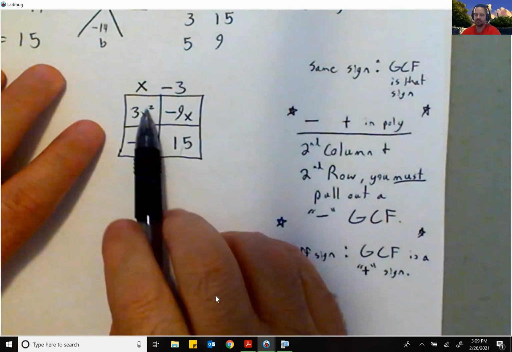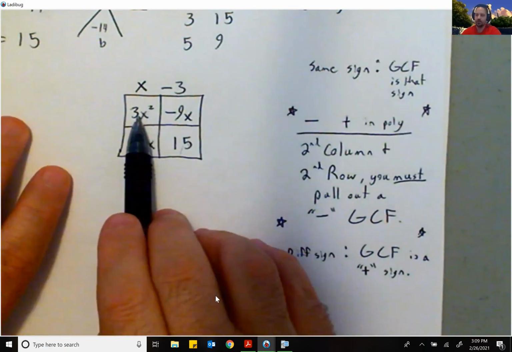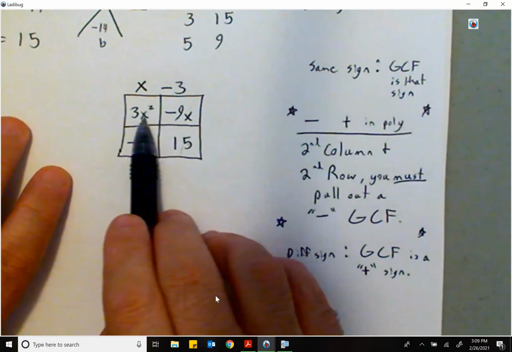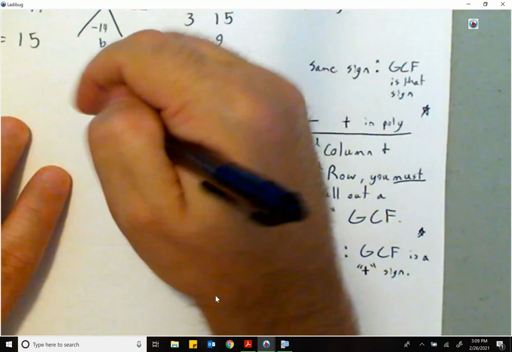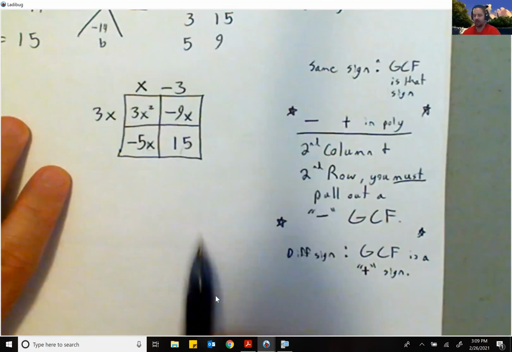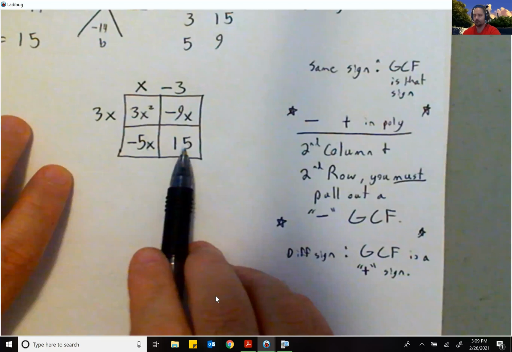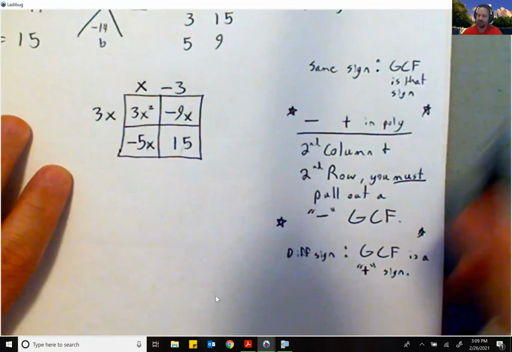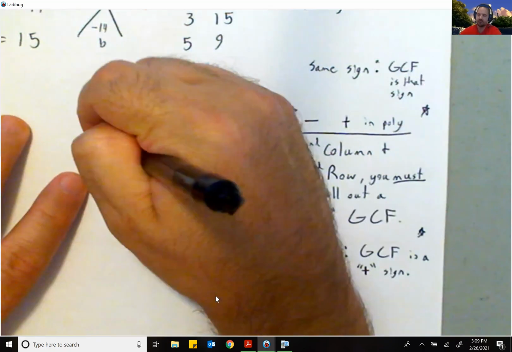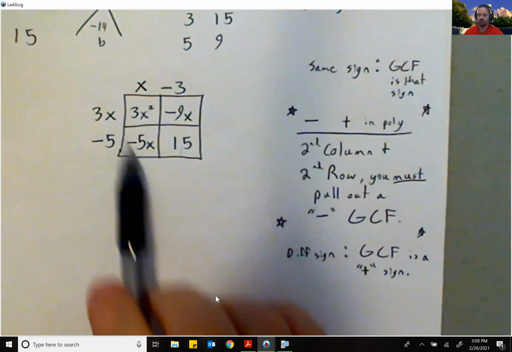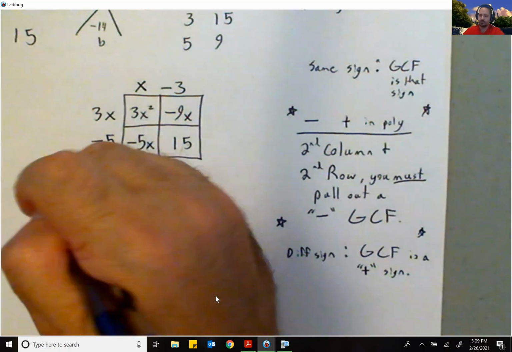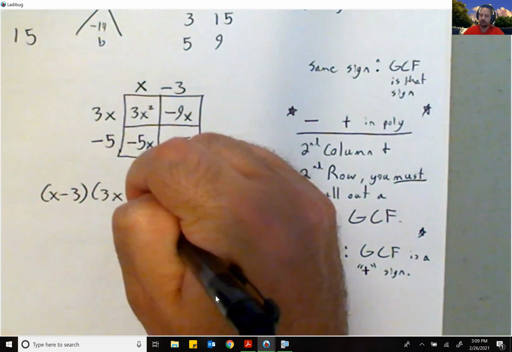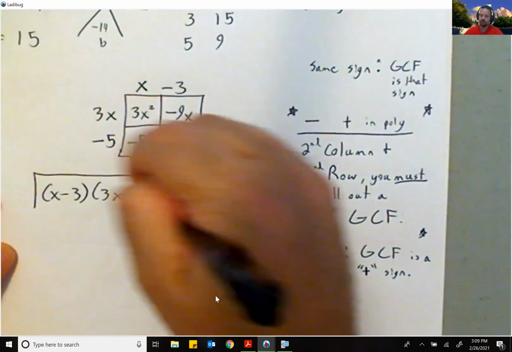All right, so we look in these two rows. What do these two boxes have in common? 3 and X. What do these two boxes have in common? 5. And because this is that exception case, the negative 5. And now you know what your two parentheses are. X minus 3, 3x minus 5. Same answer.